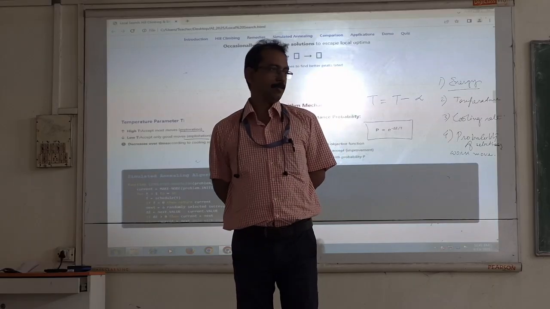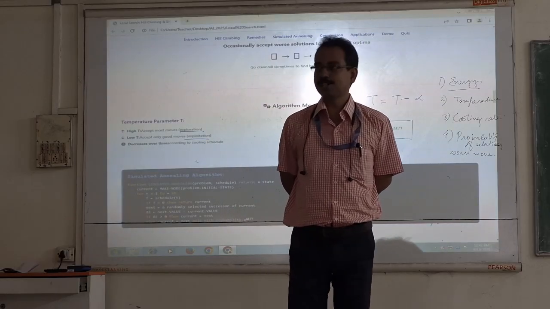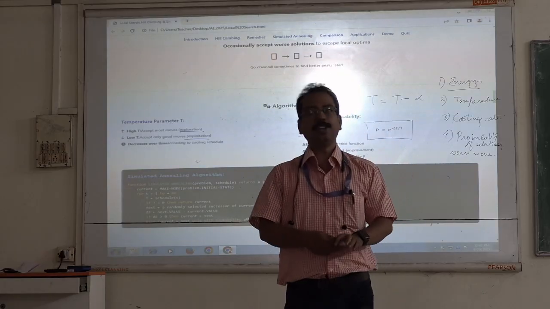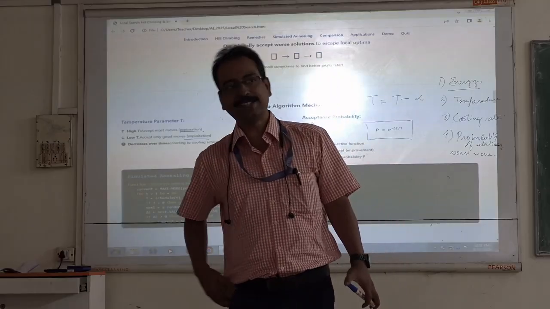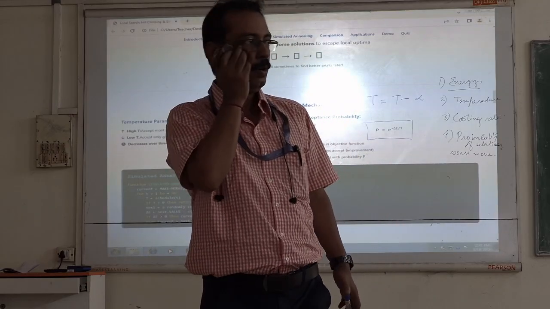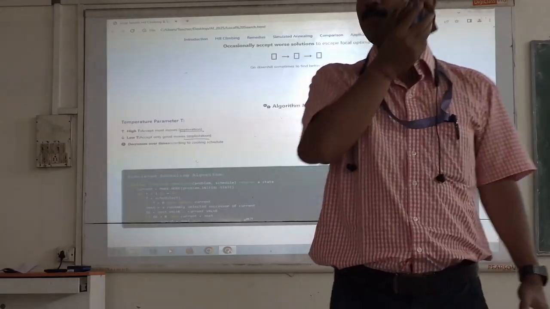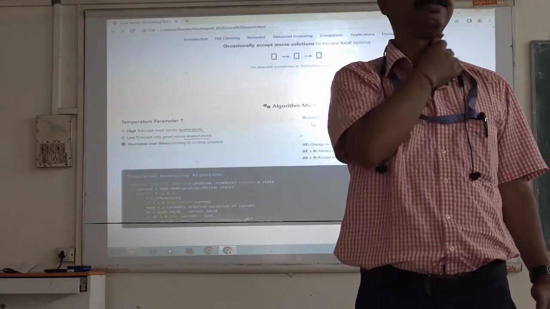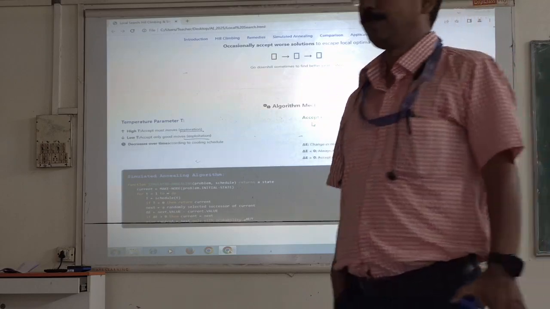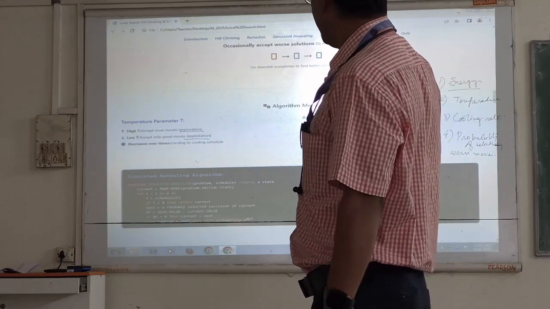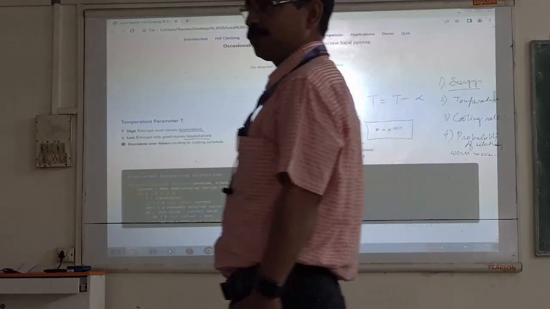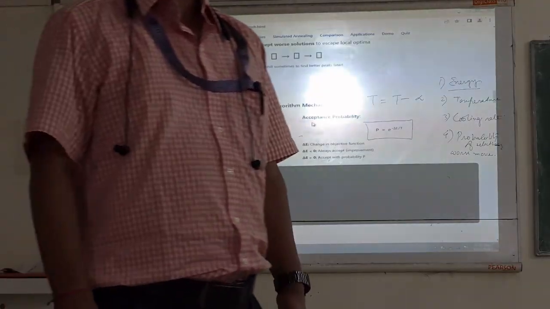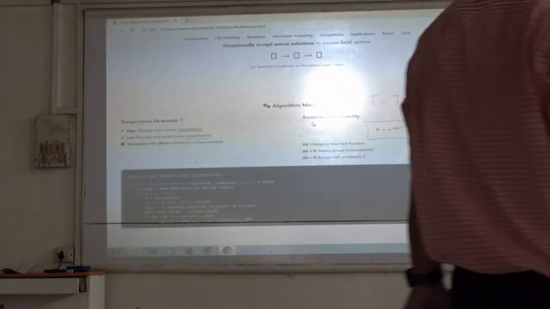worst move. Probability of selecting the worst move. Because if it is good or better, always select. So there is no probability there. Probability comes whenever you are getting a worse move. Because you see, a better move is always accepted, and for a worse move, accept with probability. Is it clear? Yes or no?